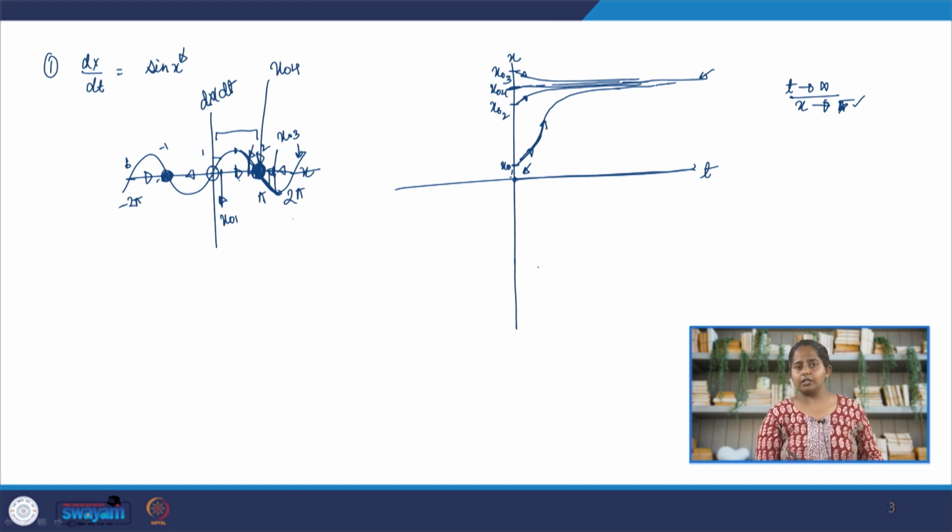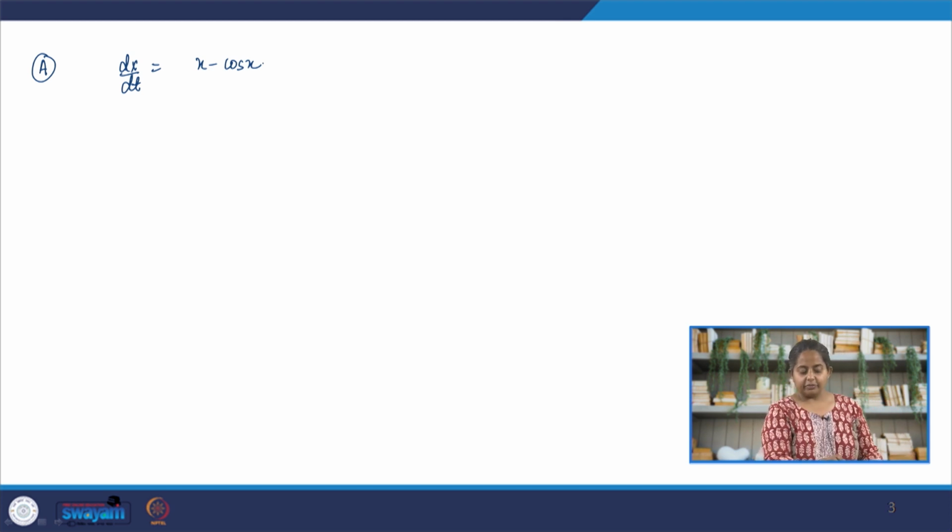And the models I'm going to cover this week are all one-dimensional models. But first, let's do some exercises. The first exercise we are going to do is dx by dt, x minus cos x. Now, the first step in any analysis for fixed point involves finding the fixed points. So remember, to find the fixed points, dx by dt has to be equal to 0.